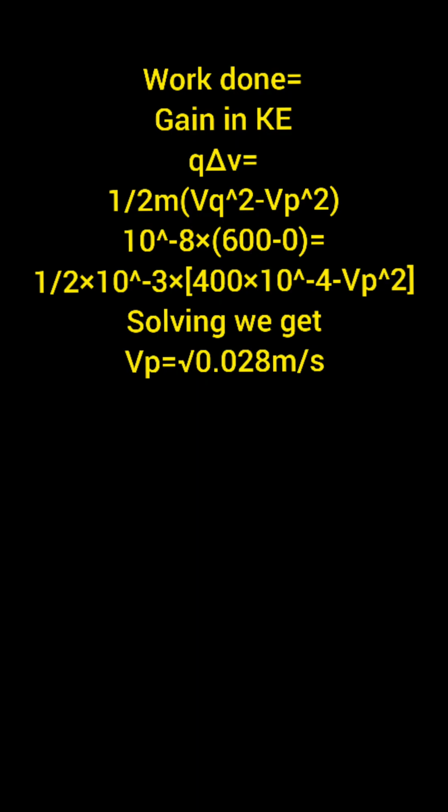This can be done by using the concept of work done is equal to gain in kinetic energy. q into delta V is equal to 1 by 2 m into VQ square minus VP square. On substituting and solving, we get the velocity of the body at P is equal to root of 0.028 meter per second.